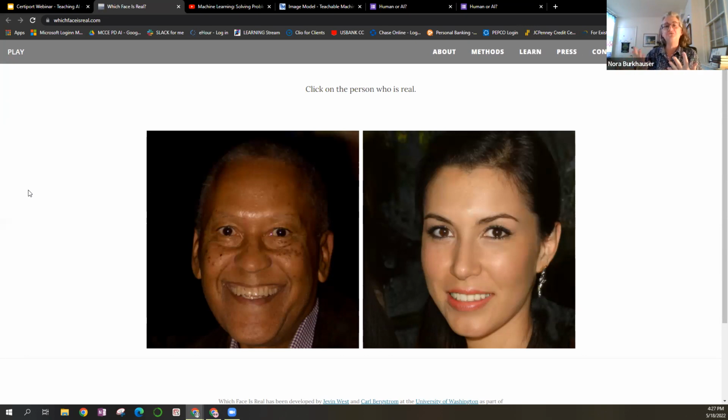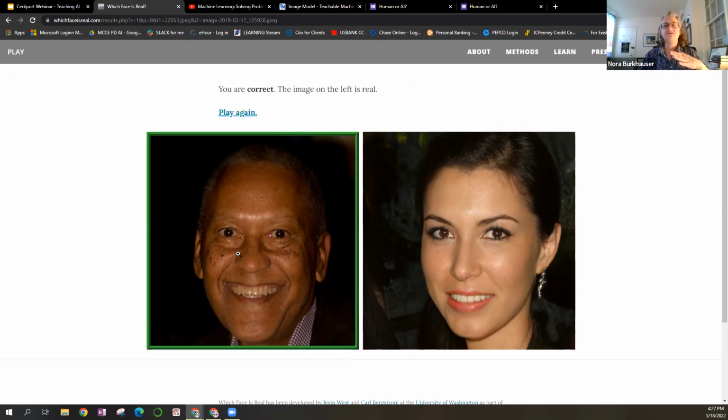The cool, scary thing is, four years ago when this first was available, it was really easy because the AI had obvious mistakes. Like one eye would be off, or the ear would be lopsided, or the hair would just be out of focus. Now it's harder. I don't know if anybody wants to take a guess at which one of these two faces is real. I'm having a hard time with this one, but I'm going to guess the left is real. I was correct.